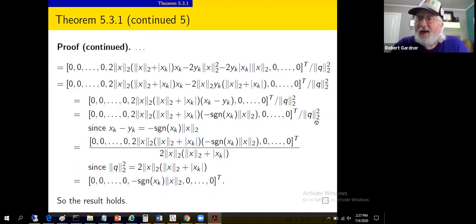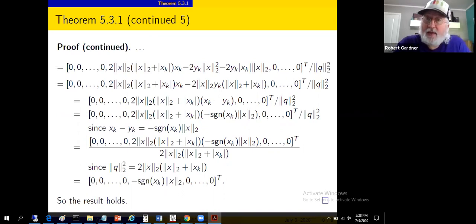Remember, you still need to divide by the norm of q squared. Remember, the norm of q squared was this thing here. So let's substitute that in. This cancels. Got the same thing here. We're left with this negative sign x sub k norm of x, and that's all in the kth component. So we get the vector 0, 0, 0, 0, 0, negative sign x sub k norm of x, 0, 0, 0, 0. Claim was this mapping would produce a vector of all zeros except in the kth component.